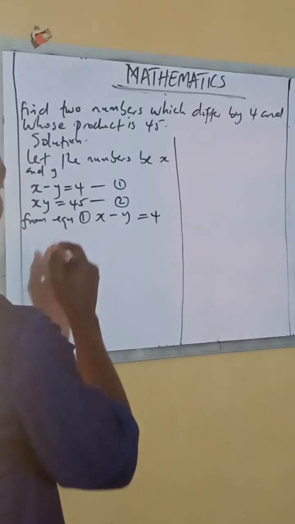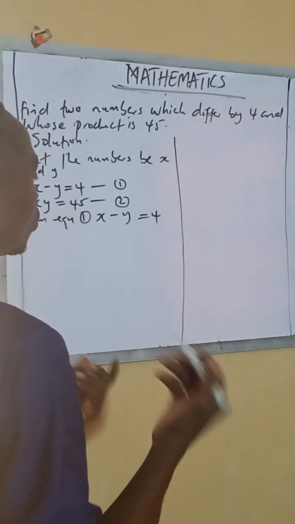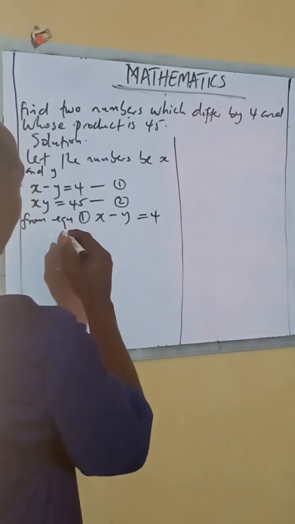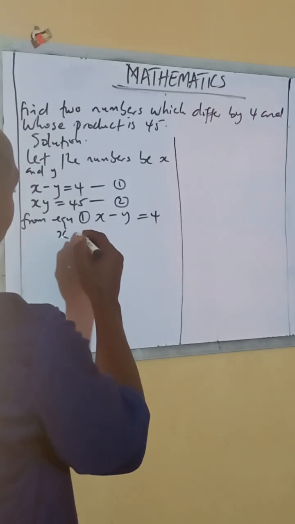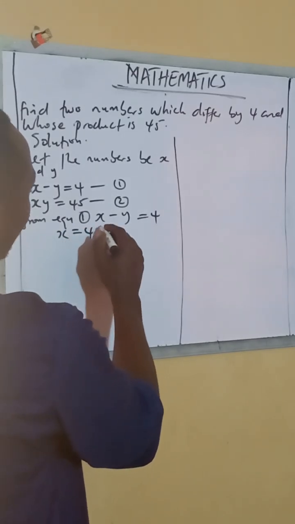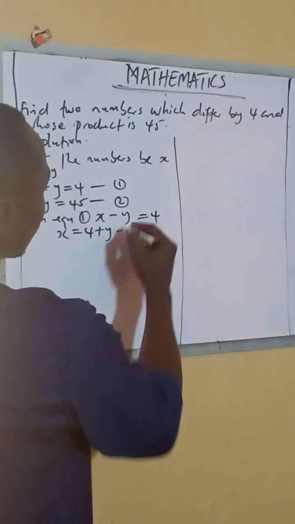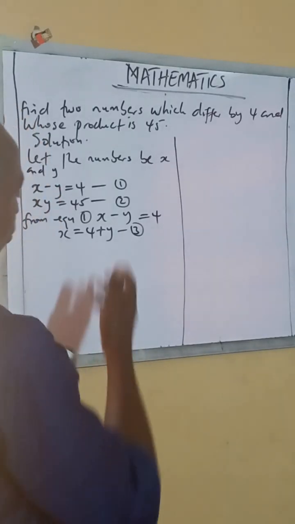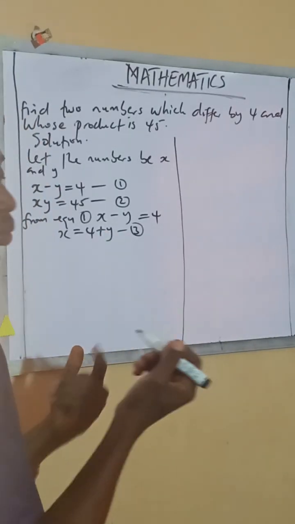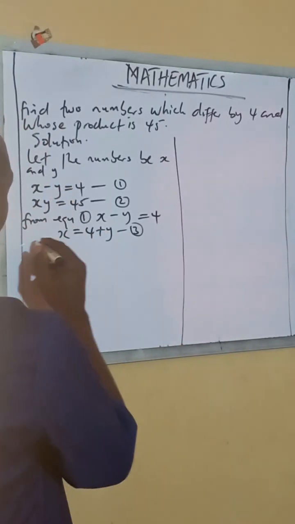Now this equation 1 automatically becomes equation 3 when we rearrange. Collecting like terms, X equals 4 plus Y. This one now becomes equation 3. Now from this one, you can substitute them. Put this one into equation 2.